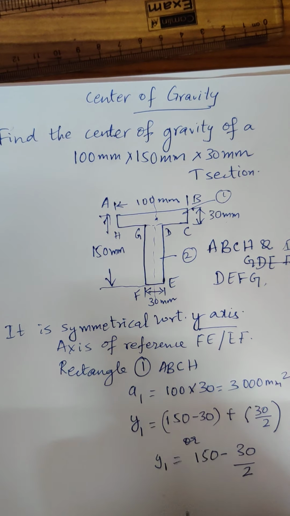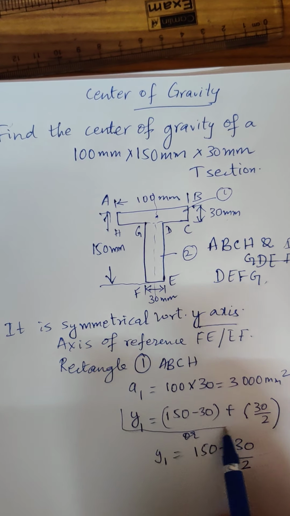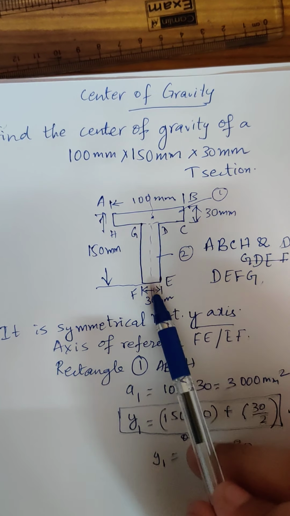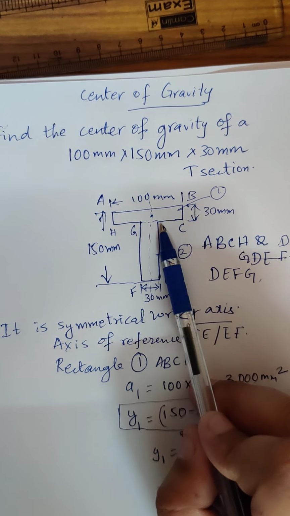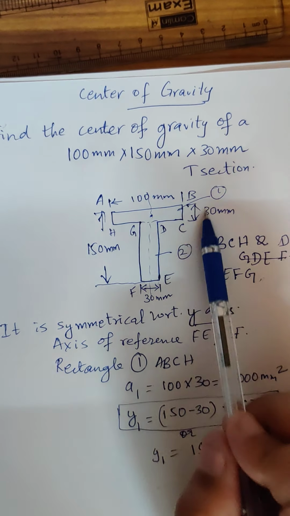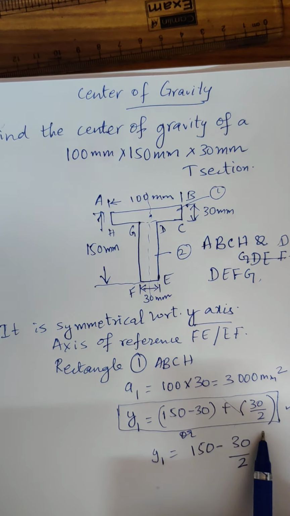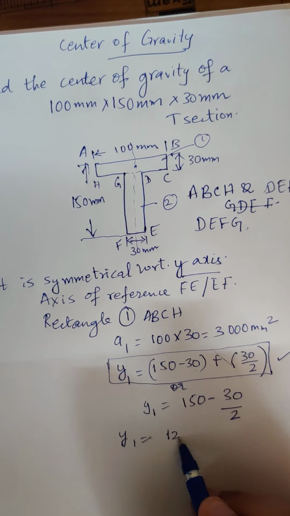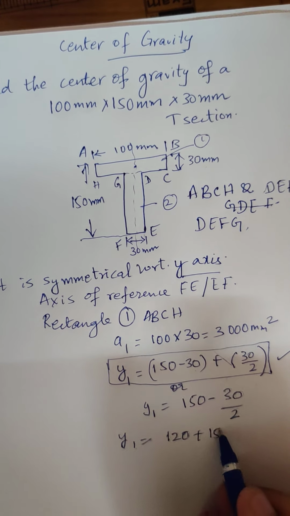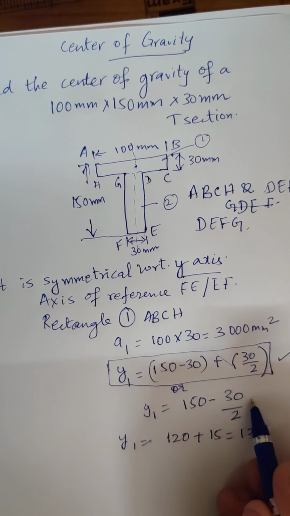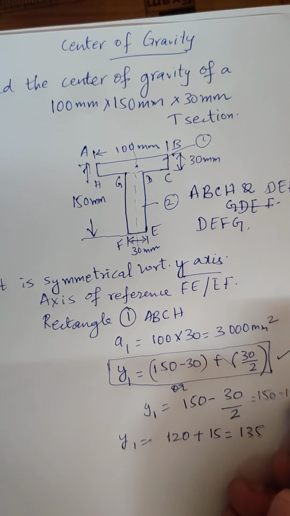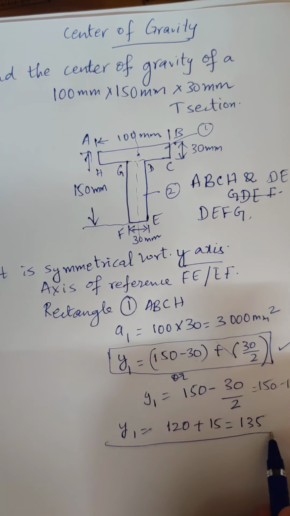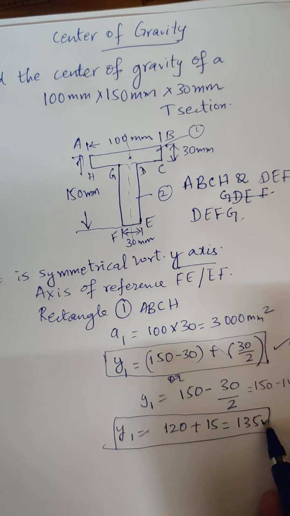This is easy. You have to go with the first one, which is very simple. Let me not confuse you. This distance is 150 minus 30, which will be 120, plus half of this, 30 by 2, which is 15. So y1 will be 120 plus 15, which is 135. Here also you will get 150 minus 15 as the same answer. So we'll stick with this.